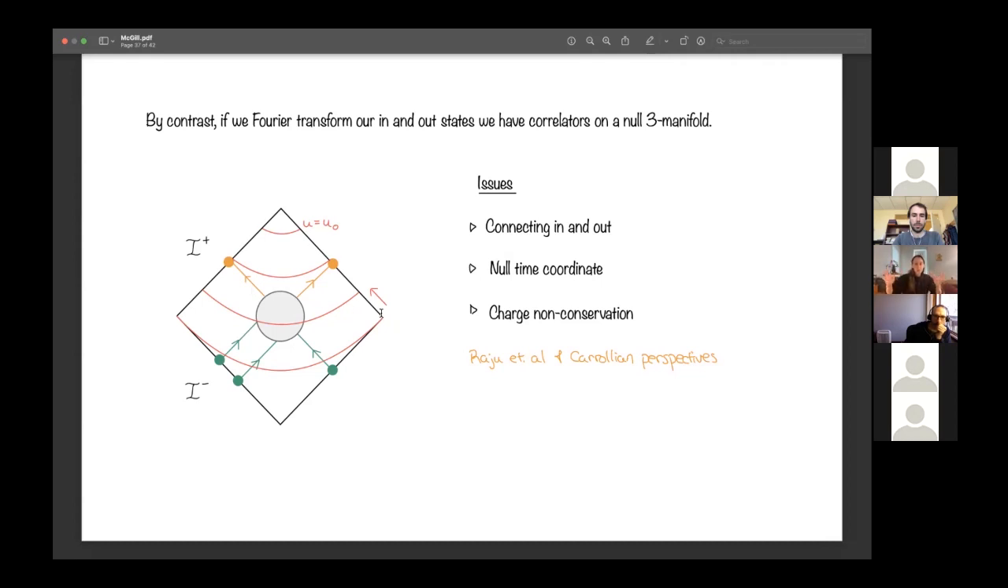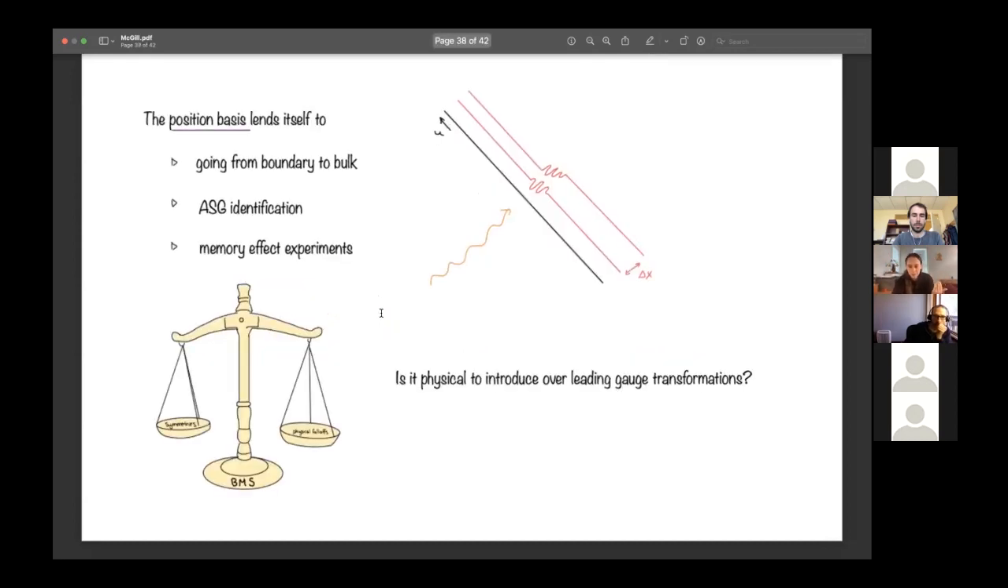But again, we really are thinking of it as there's this boundary of our conformal compactification where things live, and then how are we looking at it? So the position basis was useful for going from the boundary to the bulk, to see that there's an asymptotic symmetry connection, and we can anticipate what the symmetries are going to be because of this knowledge from Bondi, van der Burg, Metzner, and Sachs. Basically identifying those asymptotic symmetries, and any memory effect experiment is more natural in this position basis.